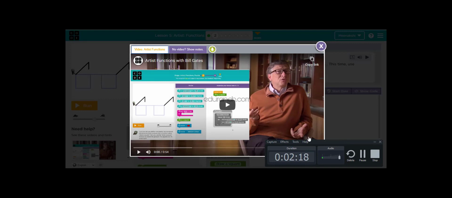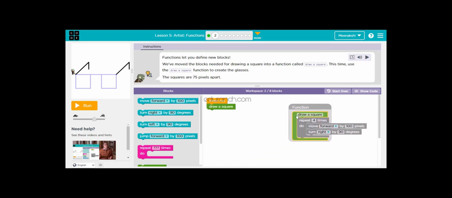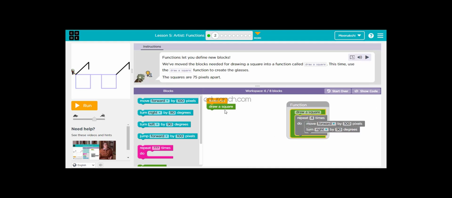In the next puzzle, we have a video about functions. You can always look out for this video. So from the next puzzle onwards, we can use the function block where we can write the code and just replace it with one block. So it saves the number of lines. So here we draw a square. Inside the function of draw a square, we have the repeat block for 4 times, in which it moves forward by 100 pixels and turns right by 90 degrees. It's the same as the earlier puzzle, only we have a function block here.